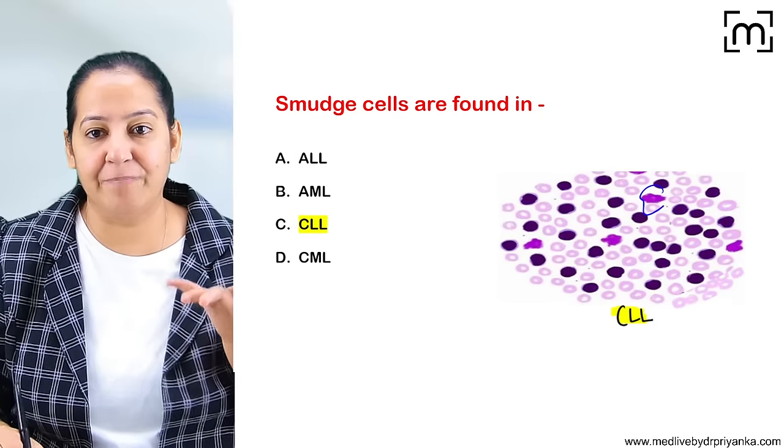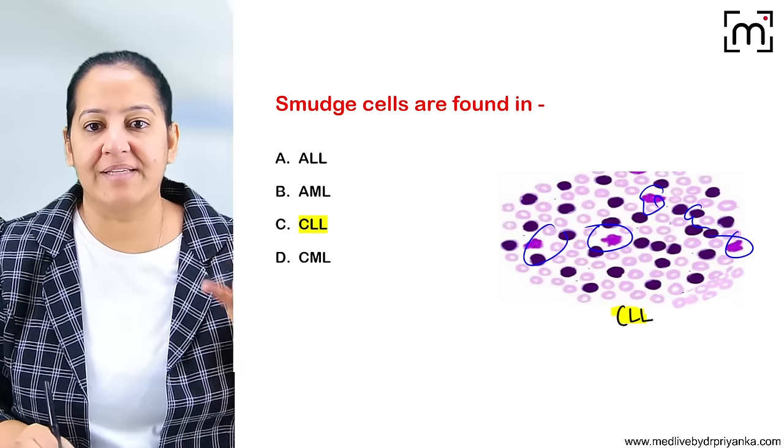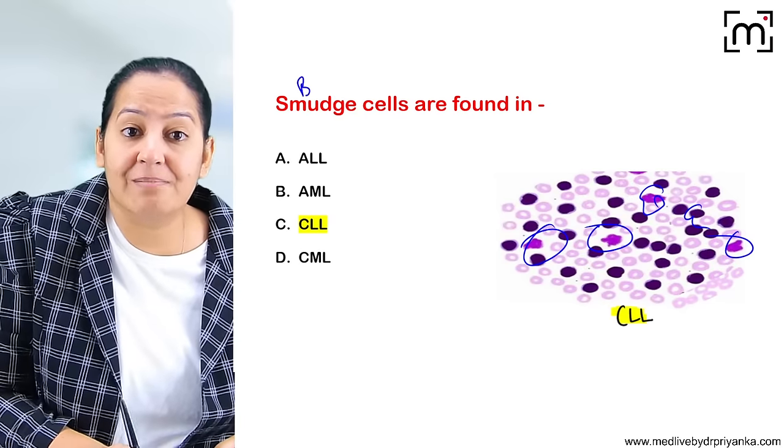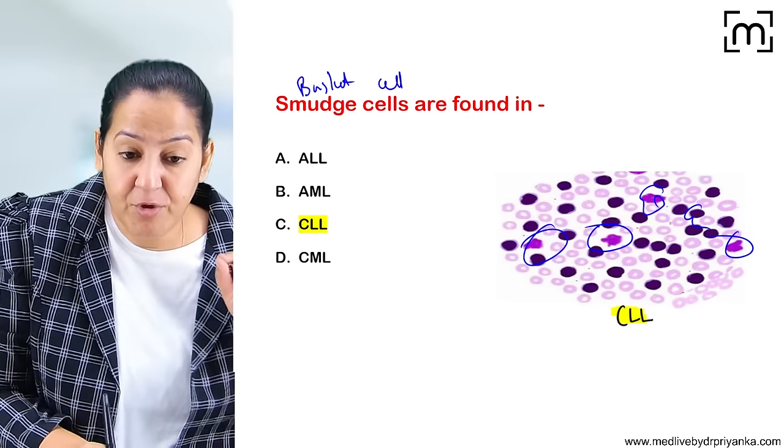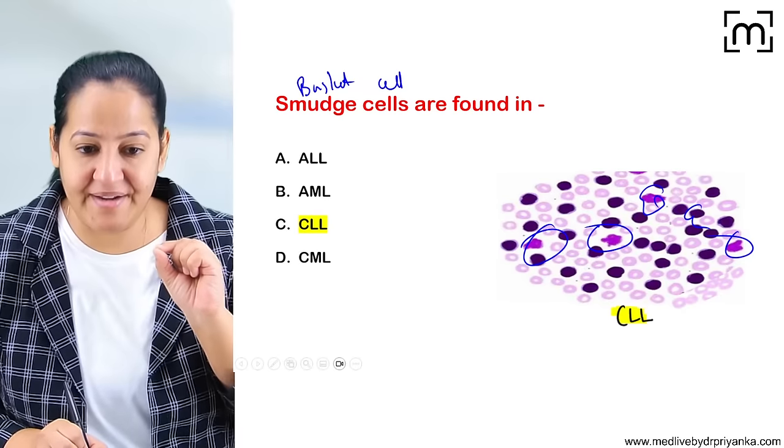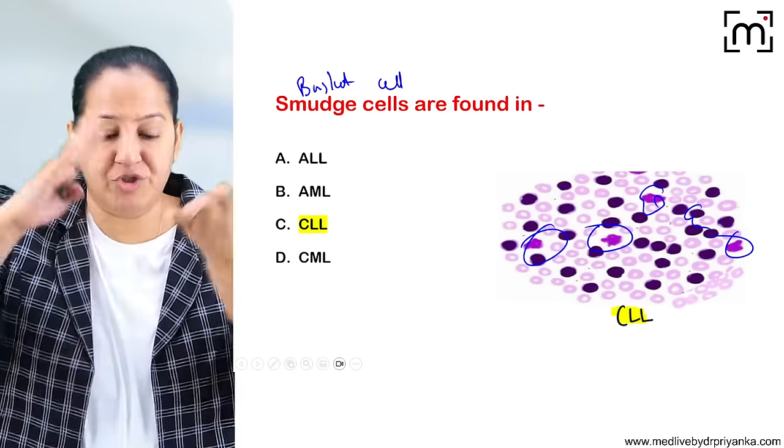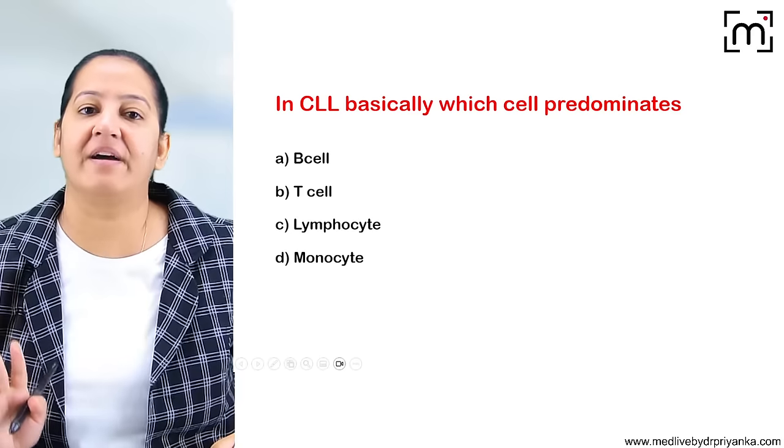Smudge cells are the ruptured mature lymphocytes, also known as basket cells. The basic mutation is in vimentin. There is an abnormality in the vimentin, which is why it gets ruptured while we are making the smear. So it's a slide artifact.